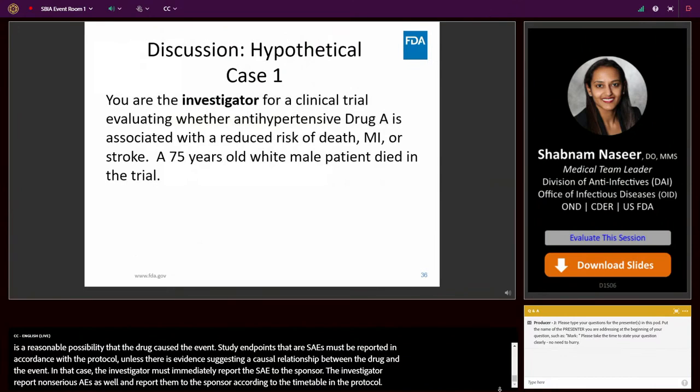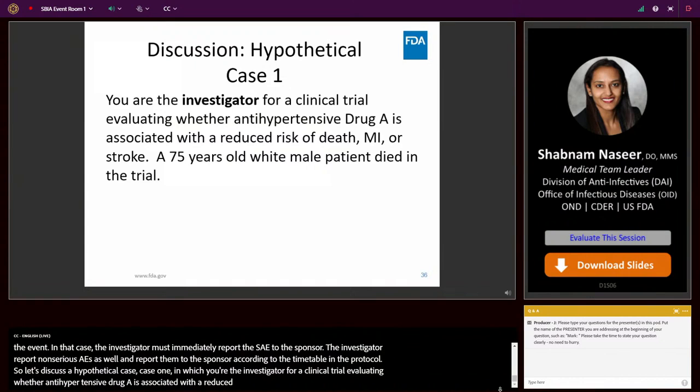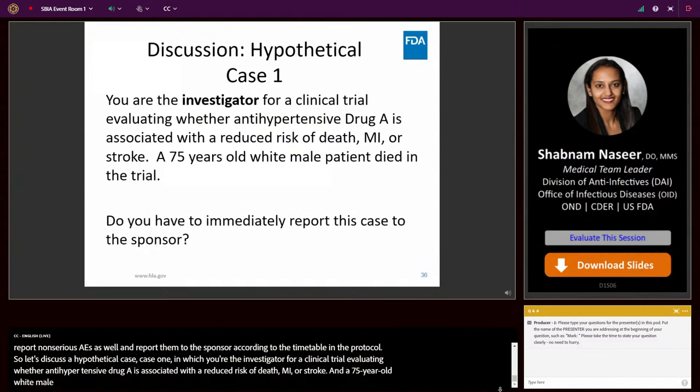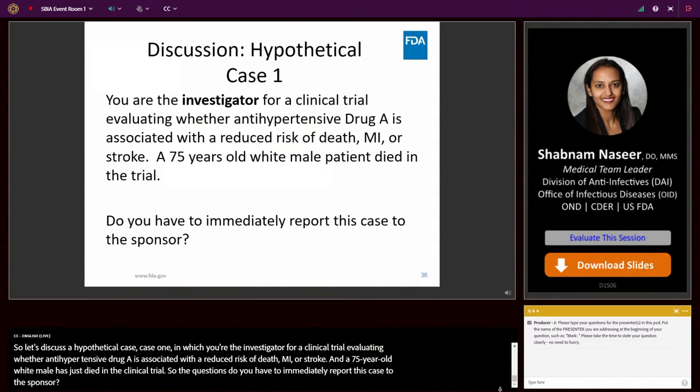So let's discuss a hypothetical case, case one, in which you're the investigator for a clinical trial evaluating whether antihypertensive drug A is associated with a reduced risk of death, MI, or stroke, and a 75-year-old white male has just died in the clinical trial. So the question is, do you have to immediately report this case to the sponsor? I'll let you think for a few minutes.